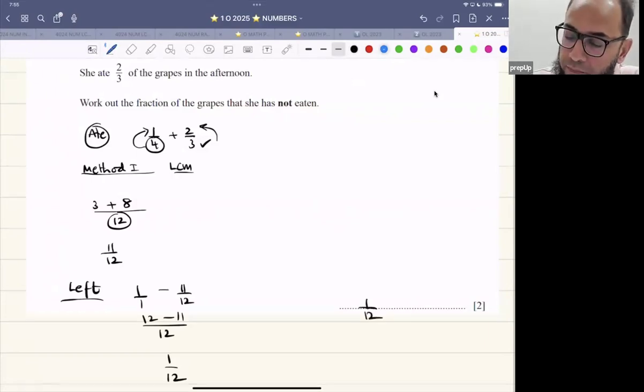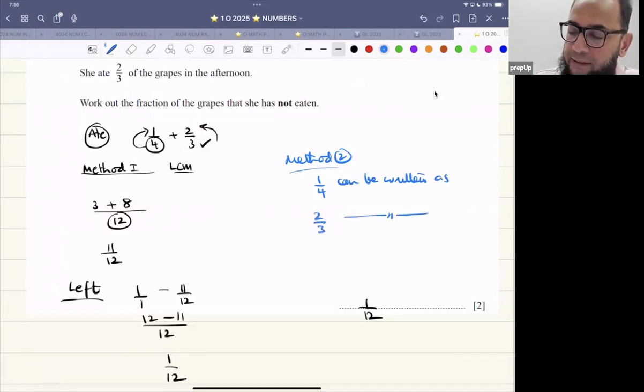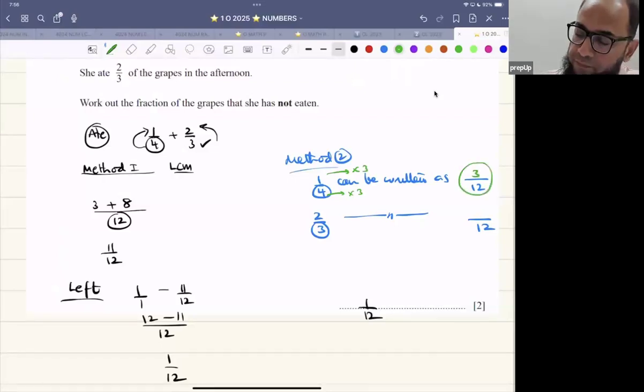Method 2. It's nothing special, except 1/4 can be written as and 2/3 can be written as. Over here, the LCM, because of 3 and 4, is 12. So multiply by 3, that is 3 over 12. 1/4 is the same thing as 3 over 12. 3 becoming 12, multiply by 4, so that becomes 8 over 12.